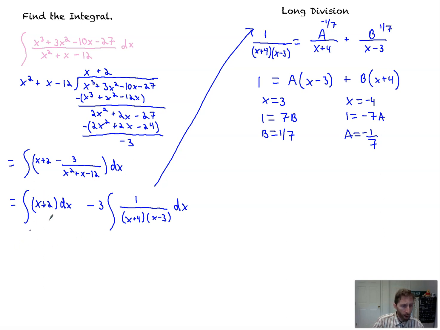So we'll go ahead and integrate this. That's going to be x squared over 2 plus 2x minus 3 times, and what we have is the integral of negative 1/7 over x plus 4, and then that's also going to be plus 1/7 over x minus 3. A lot of copying. Just keep everything nice and together and you'll be okay.